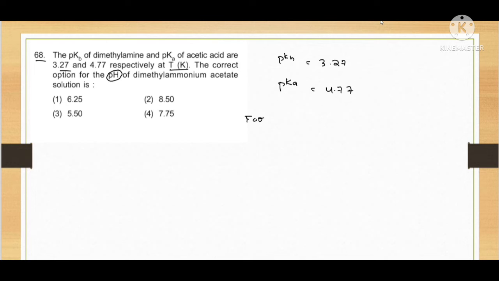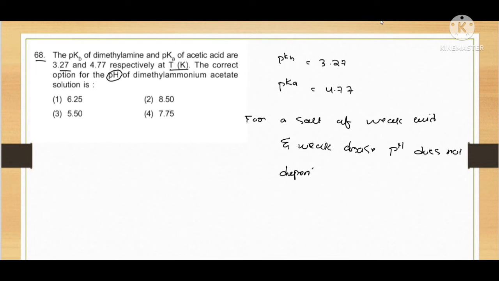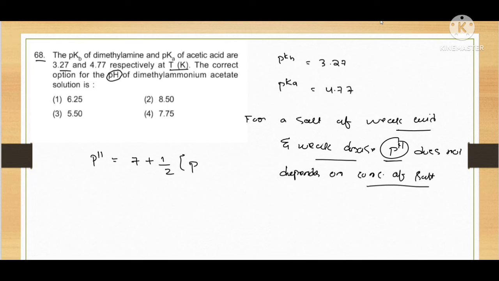We know that for a salt of weak acid and weak base, the pH does not depend on the concentration of the salt. Here we know that for a salt of weak acid and weak base, the pH value does not depend upon the concentration of the salt. The direct formula is pH is equal to 7 plus 1 by 2 into (pKa minus pKb).